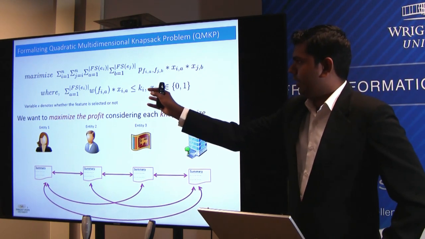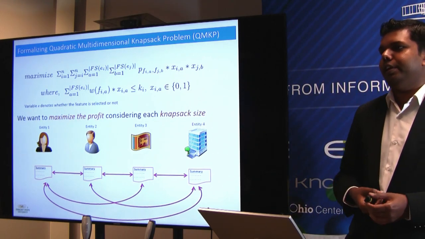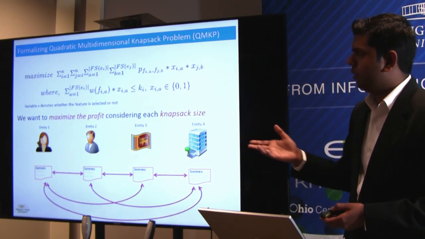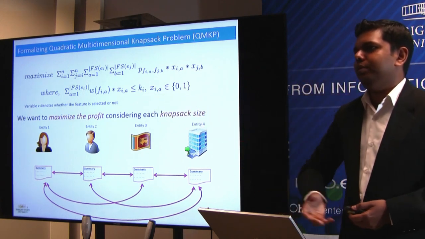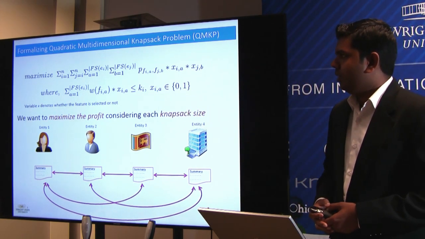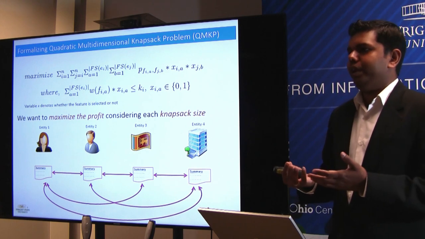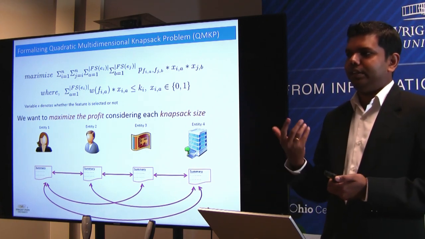And here the ki means each summary length. And in our problem, the weight of each feature, we make it uniform, equal to 1. And that effectively makes the summary length the knapsack size.